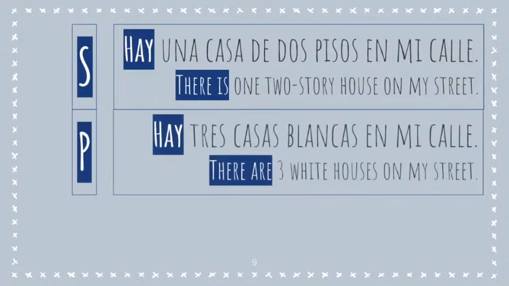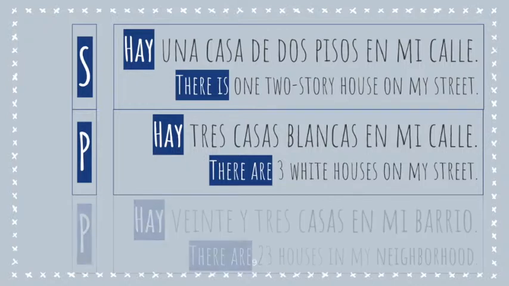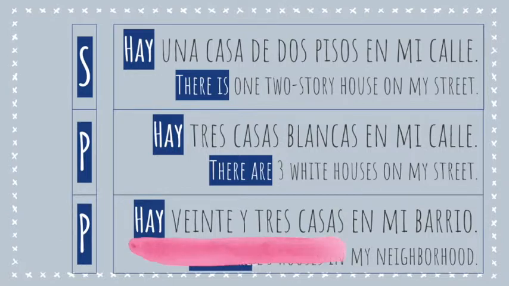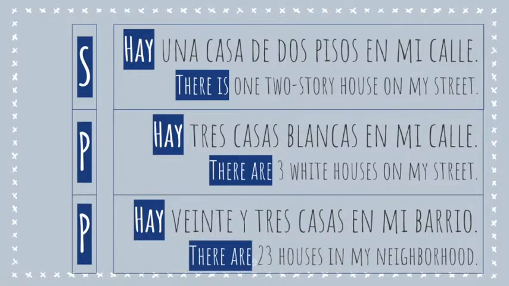Here's a plural example. Hay 3 casas blancas en mi calle. Hay 3 casas, there are 3 houses, blancas, white, en mi calle, on my street. And one more plural example. Hay 23 casas en mi barrio. Hay 23 casas, there are 23 houses, en mi barrio, in my neighborhood.